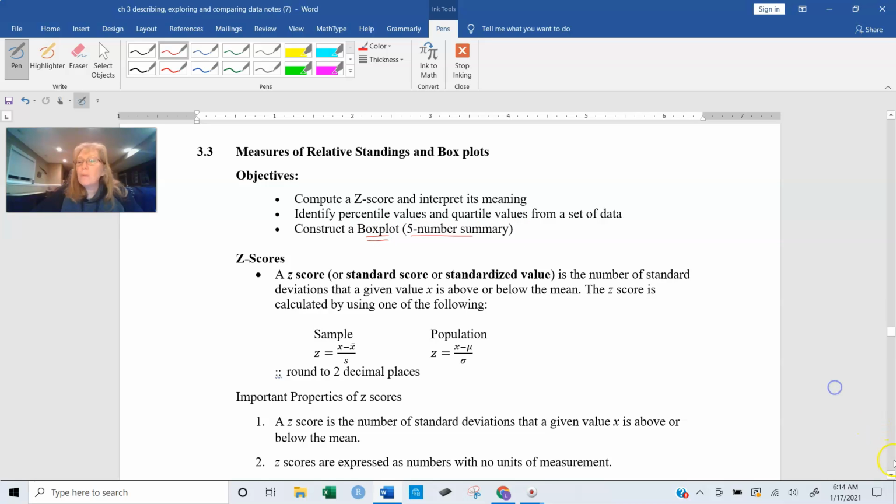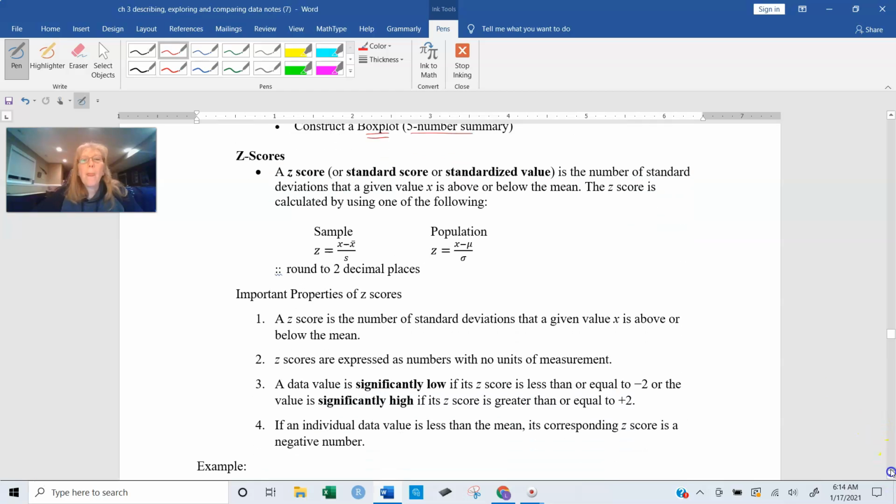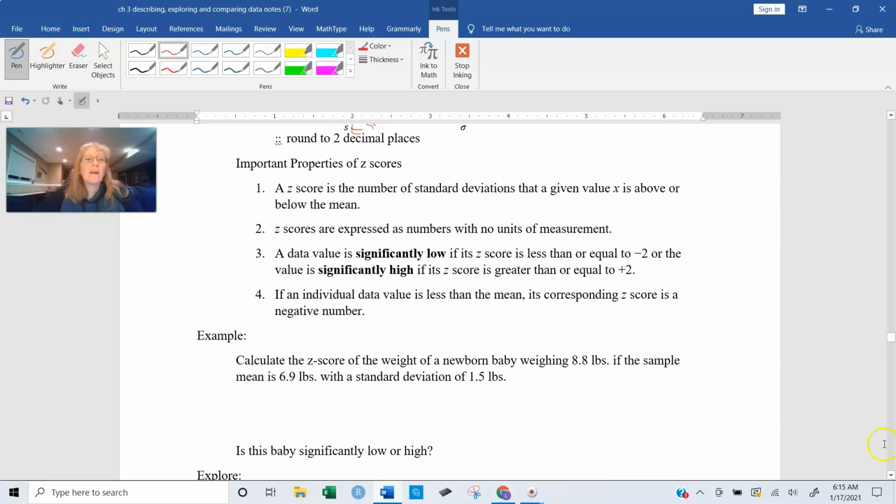Now, a z-score is the number of standard deviations that a value is above or below the mean. So it can be positive or negative. To find it, you take the value that you're looking for minus the mean, and you divide it by the standard deviation. It's not too difficult to calculate. You will have to do them by hand, though.